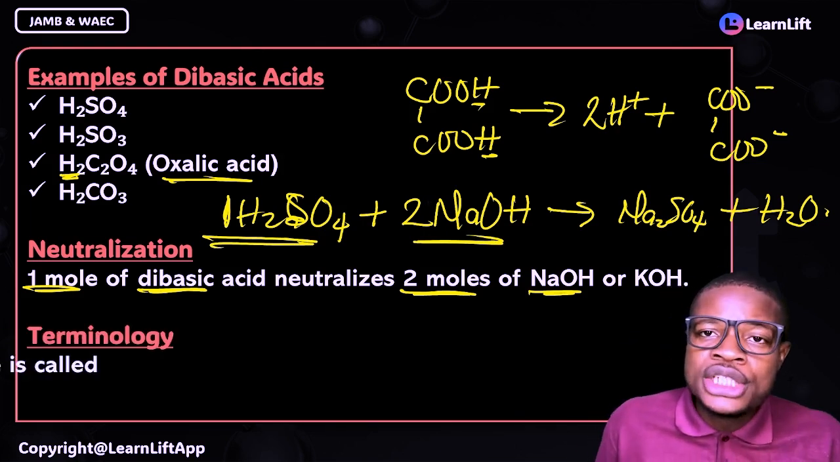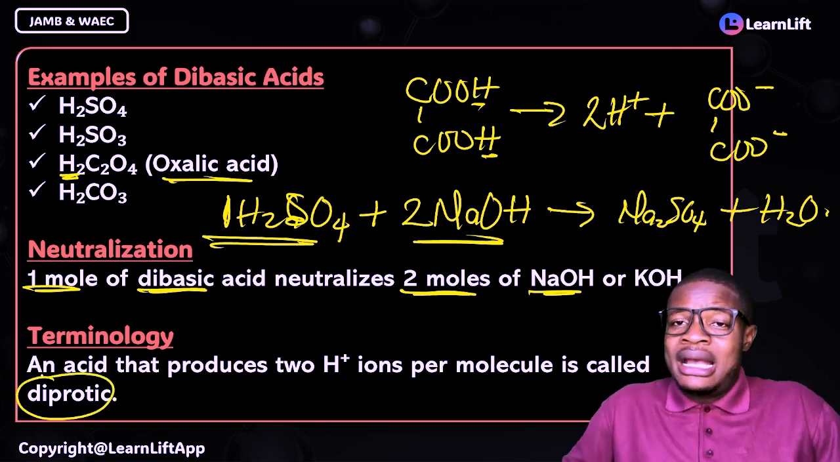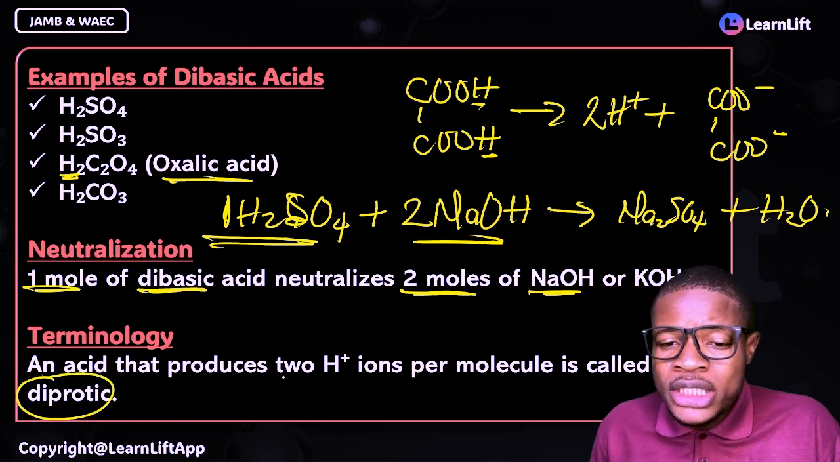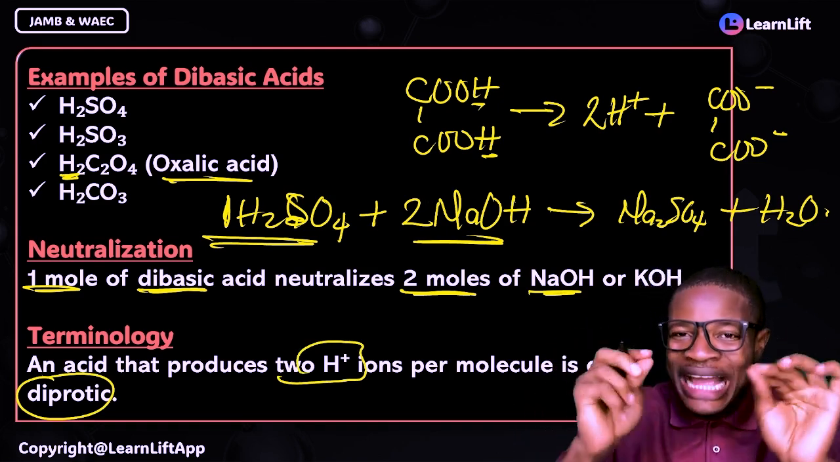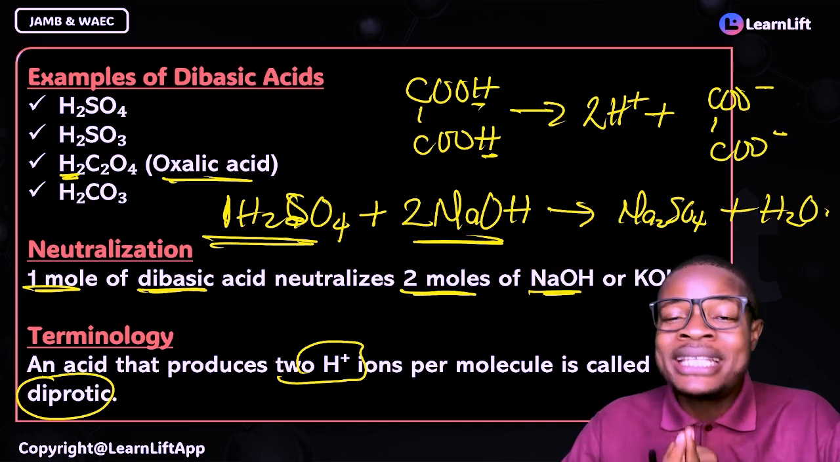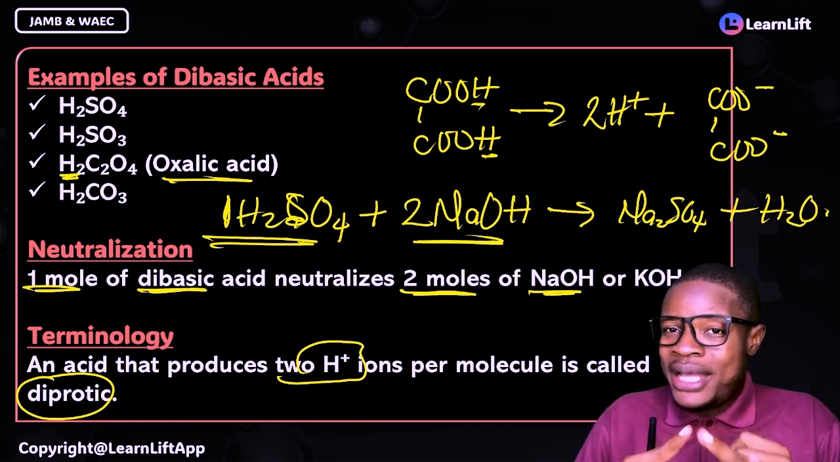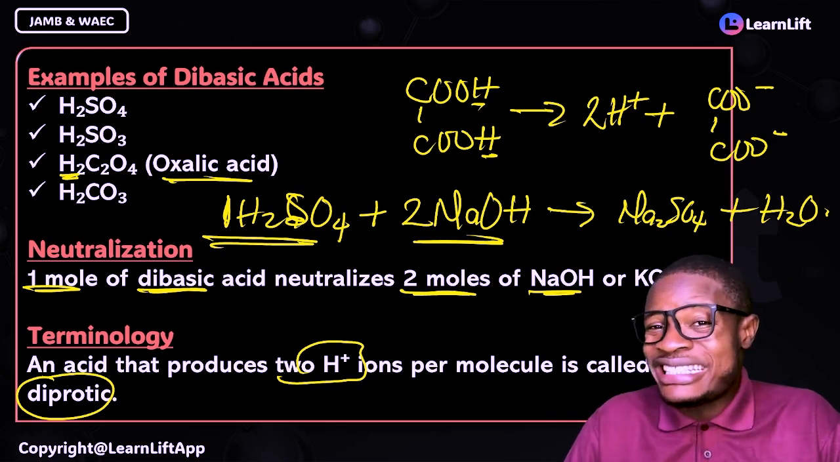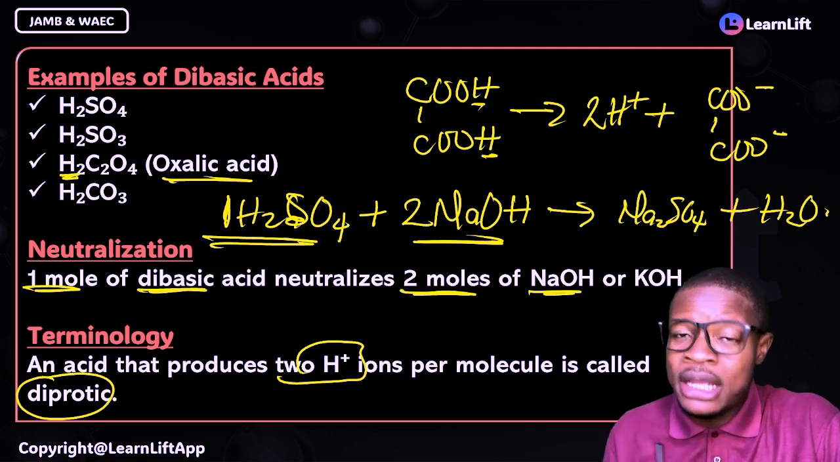So the key terminology here is the term diprotic. What is diprotic? An acid is said to be diprotic when it produces 2 hydrogen ions per molecule. What do we call that? Diprotic. So monobasic acids are also called your monoprotic acids. Your dibasic acids are also called your what? Your diprotic acids.